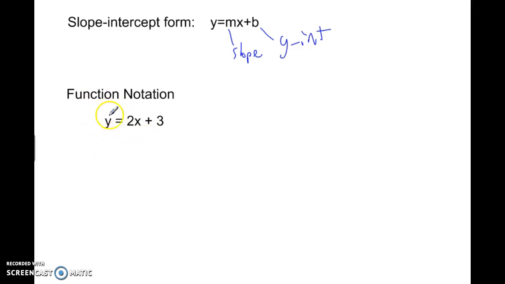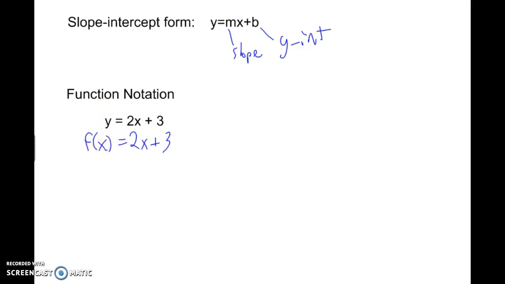Function notation: instead of saying y equals, we'll start using this notation. f(x) equals 2x plus 3. With this notation, it's another way of saying y. That's not f times x. It's called f of x. It's a new notation. It means the same thing as y.